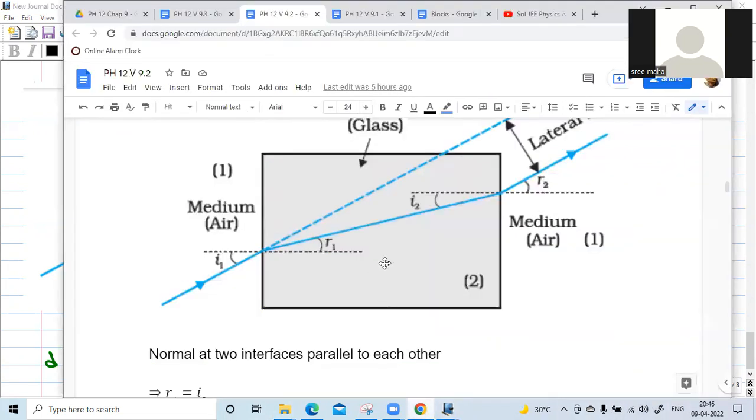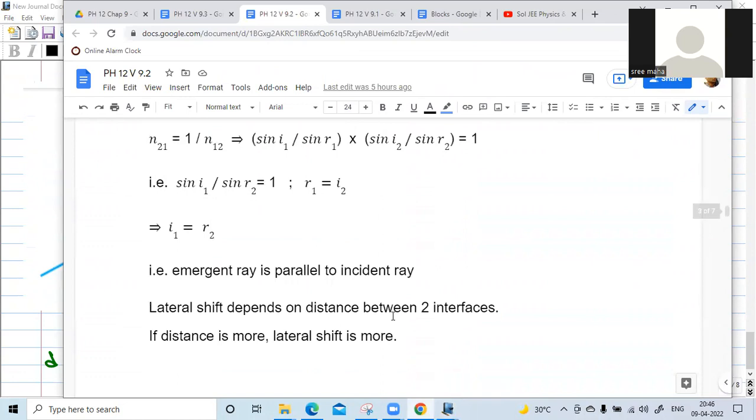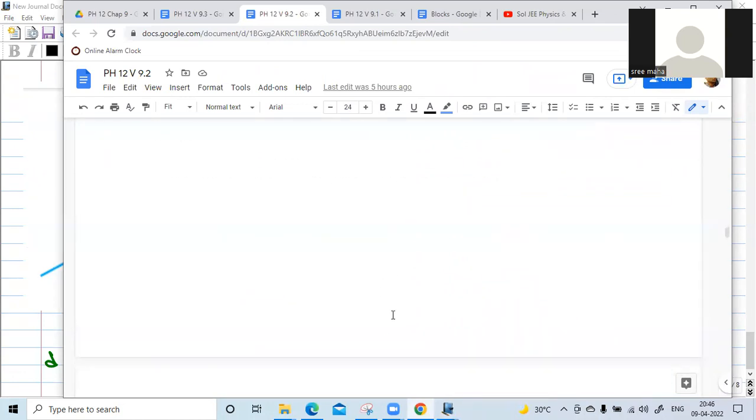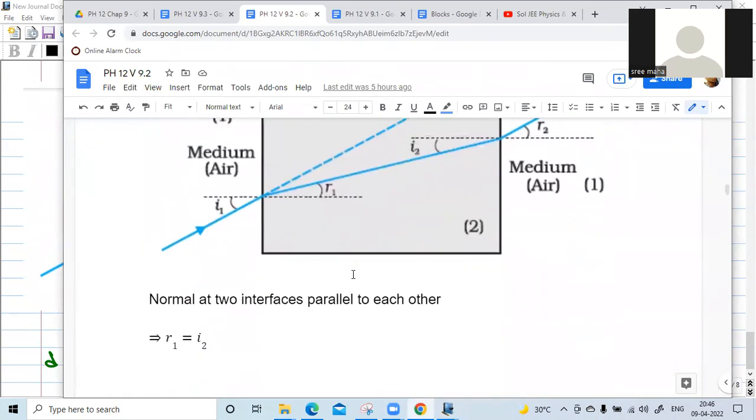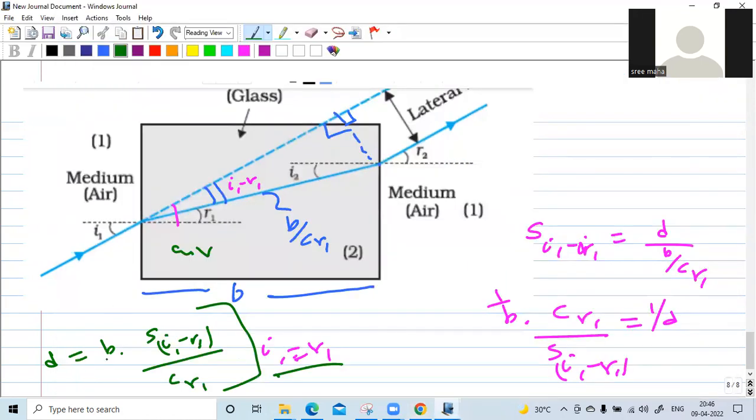Shift. So the thing is, if this distance is more, then the lateral shift will be more. So the amount of shift depends on this size B.